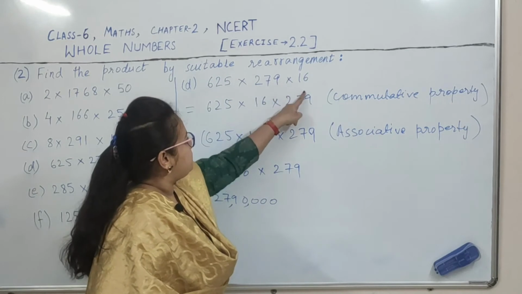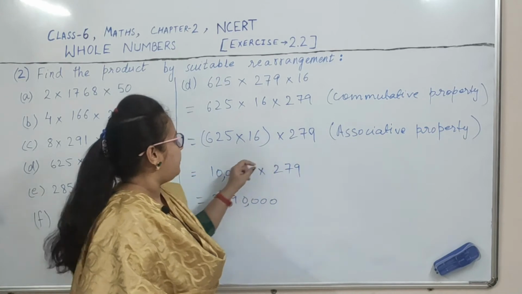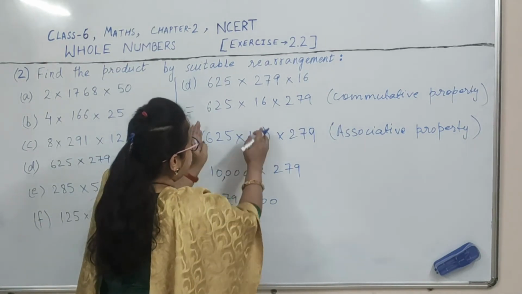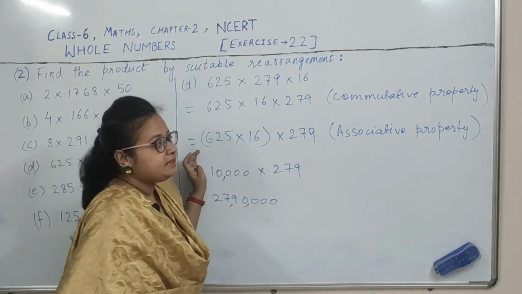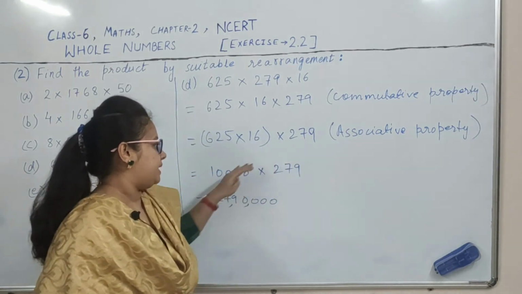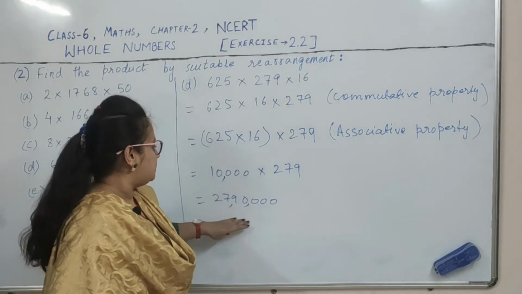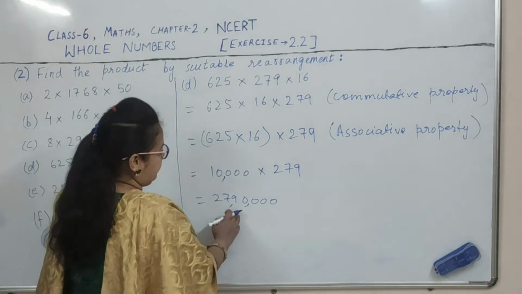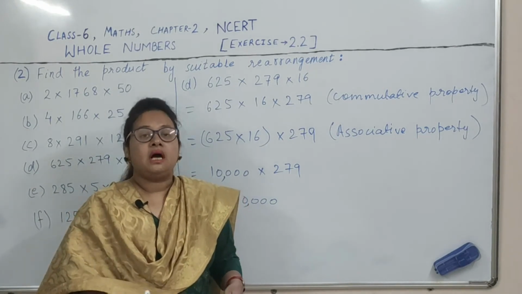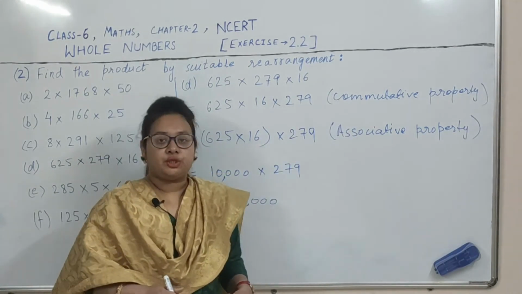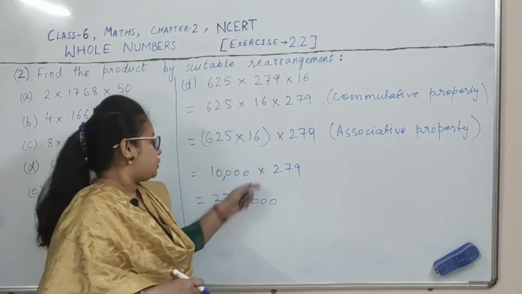See, we have interchanged the numbers. 16 comes here and this comes here. This is commutative property. Now we associated these two numbers. We haven't associated these two numbers. We have associated these two numbers. We have combined these two numbers. I have written associative property. And the multiplication of this gives this. This into this is 27,90,000. Okay, so what are the properties we have used? A combination of commutative and associative property for multiplication. We have used this property. So understood this one?